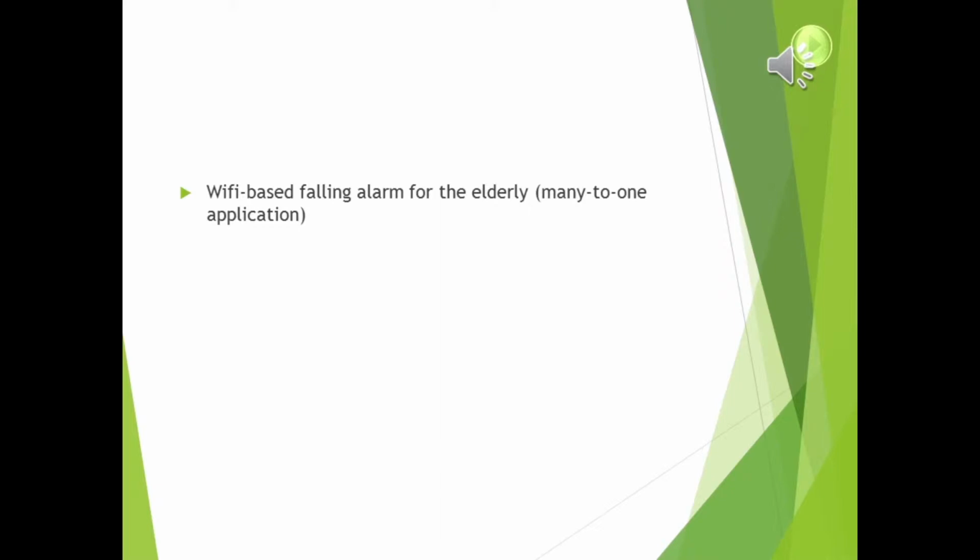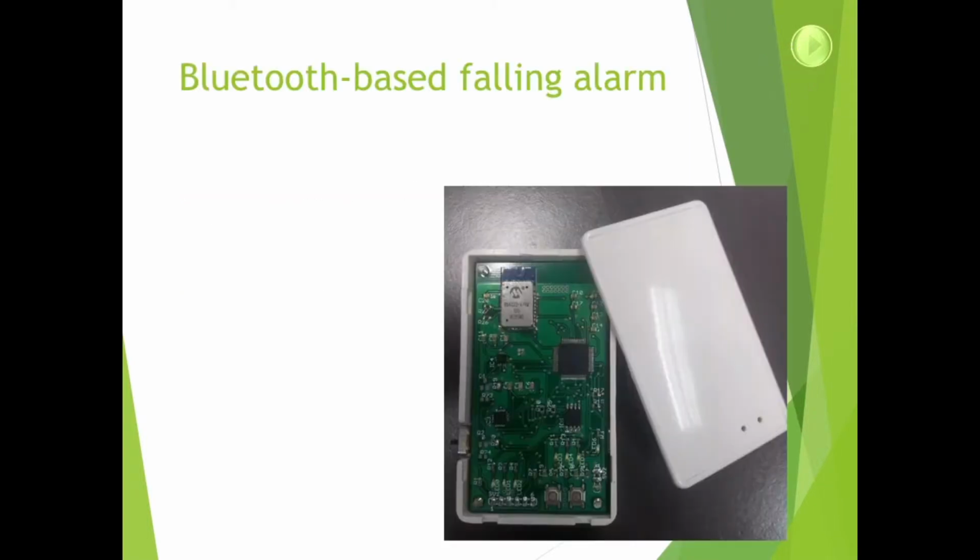So, we have just talked about the Wi-Fi based falling alarm for the elderly, which is actually a many-to-one application. How about a one-to-one application that is suitable for all of us? This is in fact what we are doing currently. Instead of using Wi-Fi as the communication method, Bluetooth is being implemented. However, unlike the project last year, Bluetooth 4.0 is used but not Bluetooth 2.0. Let's talk about what is the difference between them.